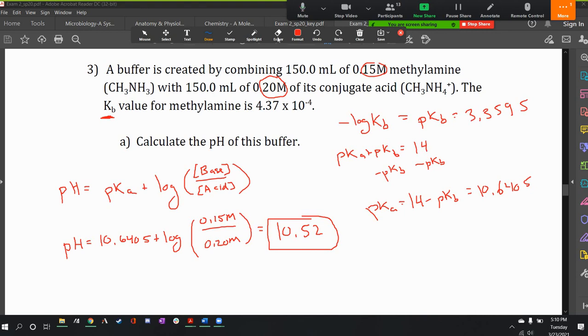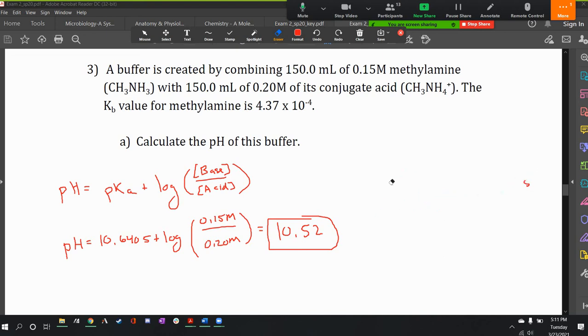All right, so that's how you use the Henderson-Hasselbalch equation. It's really fairly straightforward usually. Here we just had to kind of find it in a roundabout way because we started with a Kb, and we needed to get to pKa. All right, let's see what the next part says.